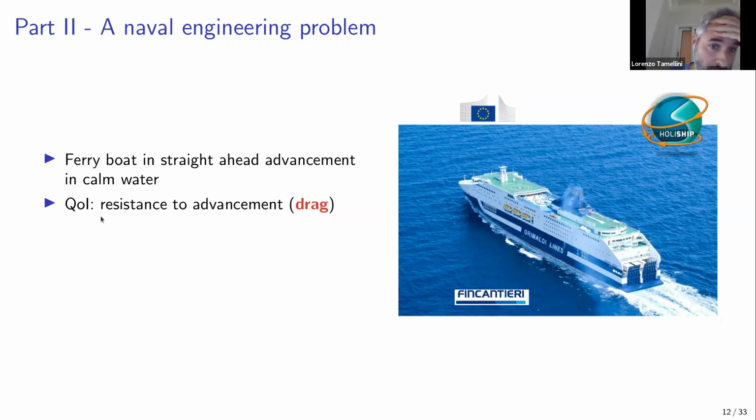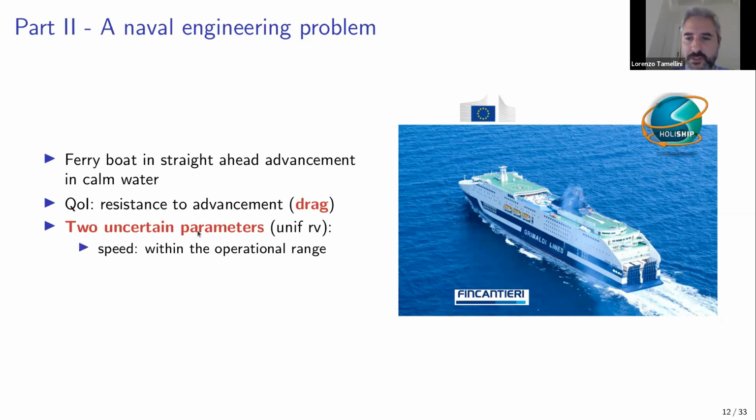Anyways, okay, so here we're interested in the resistance to advancement of the ship, so the drag of the ship. And the drag of the ship, of course, depends on a number of things, and in particular, it depends on these two uncertain parameters that we want to focus on: the speed with which the boat moves. The faster the speed, the more the resistance, in a sense. And the draft. The draft would be the vertical displacement of the ship due to the fact that the ship is being loaded with cars and persons.